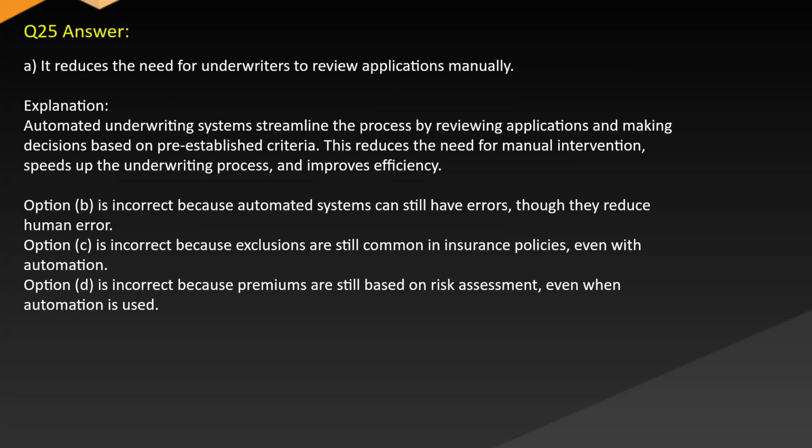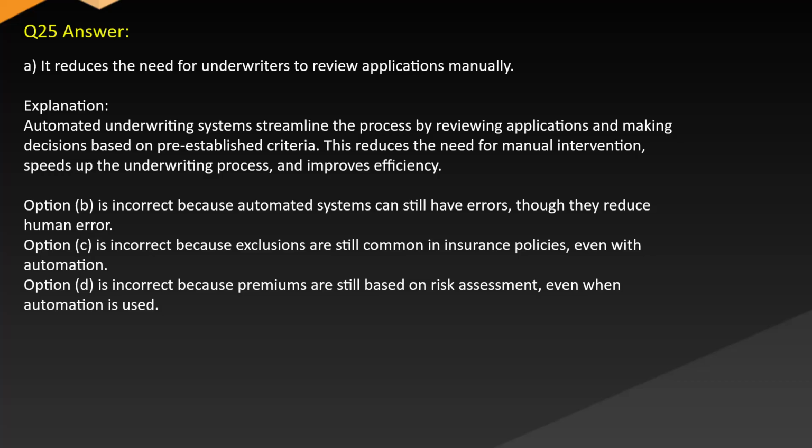Answer A. It reduces the need for underwriters to review applications manually. Explanation. Automated underwriting systems streamline the process by reviewing applications and making decisions based on pre-established criteria. This reduces the need for manual intervention, speeds up the underwriting process, and improves efficiency.